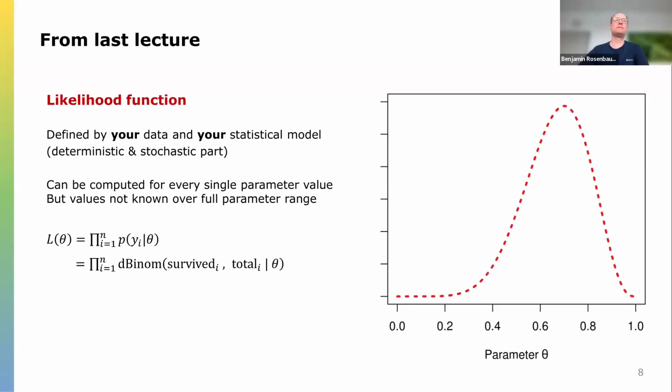Then the likelihood function, this comes directly from the model. Once you have defined your deterministic part, for instance, the linear model, here it was just fitting an intercept, and the stochastic part, which is how you think the data is distributed around the mean prediction, this defines the likelihood function. And the likelihood function of a parameter is a product over the likelihood functions of all the data points.